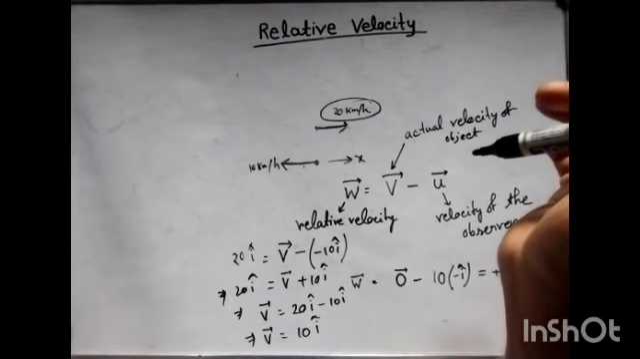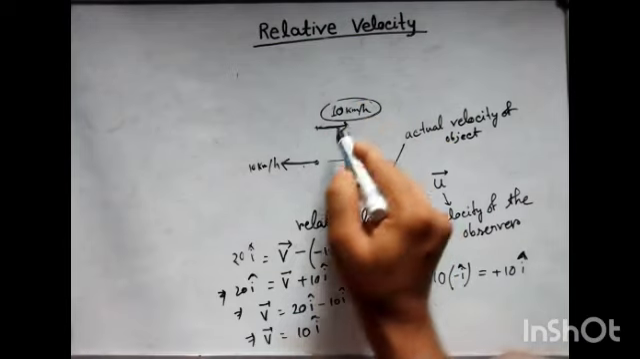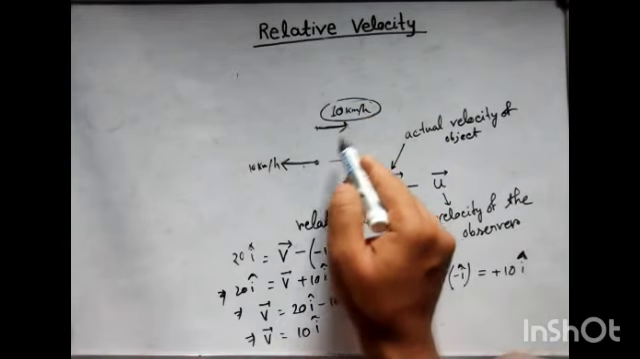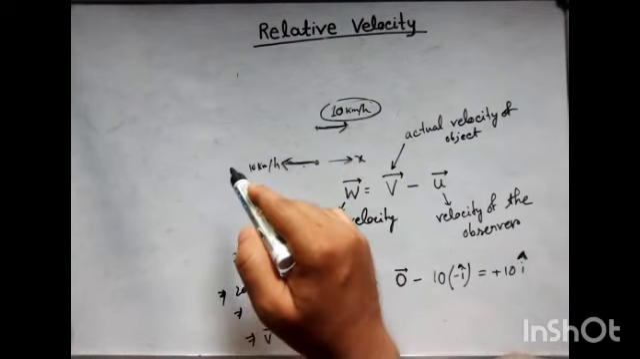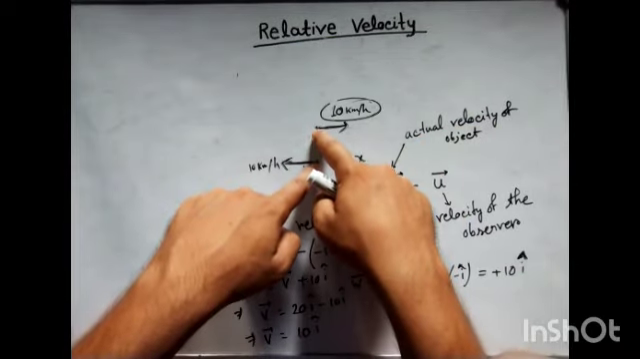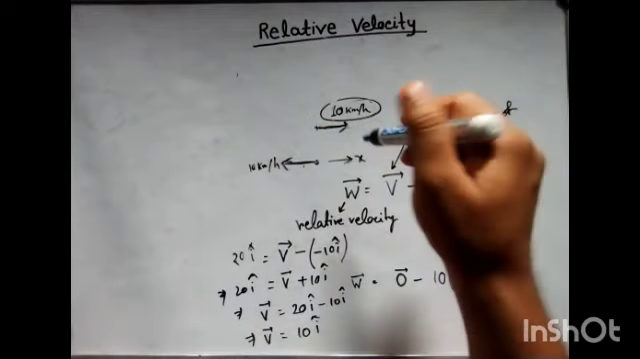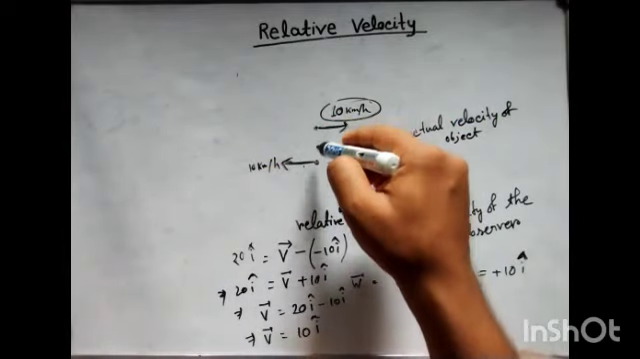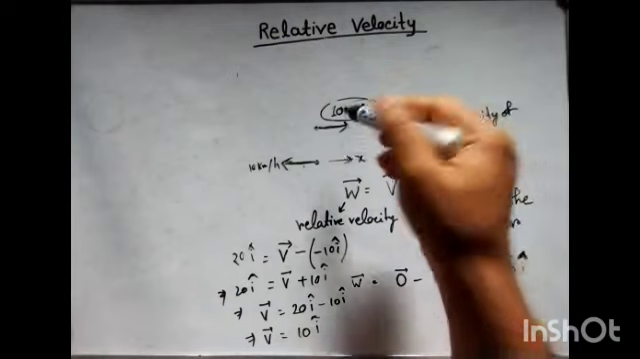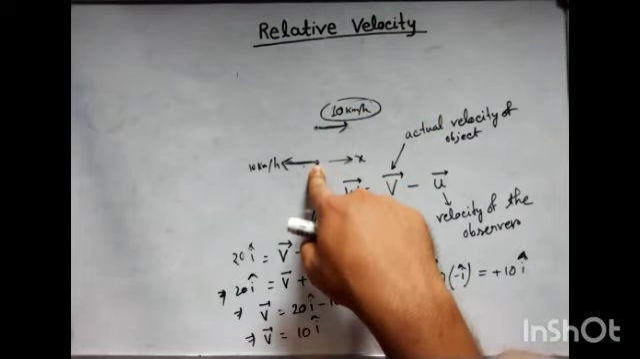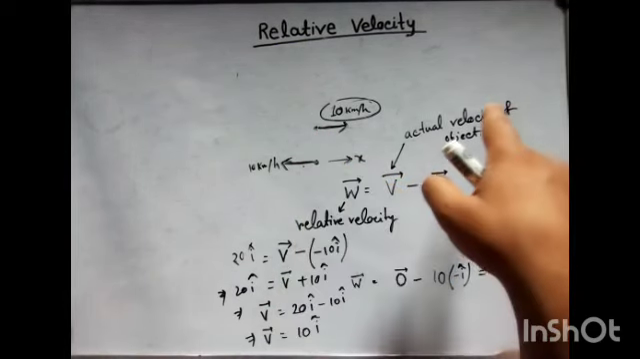Okay. So the actual velocity will be 10. So this train is passing with 10 kilometer per hour speed eastwards, and this train is also passing with 10 kilometer per hour speed westwards. So both trains are passing with the same speed but in opposite directions. So this observer will see himself as standing still, and the other train is moving with double speed.